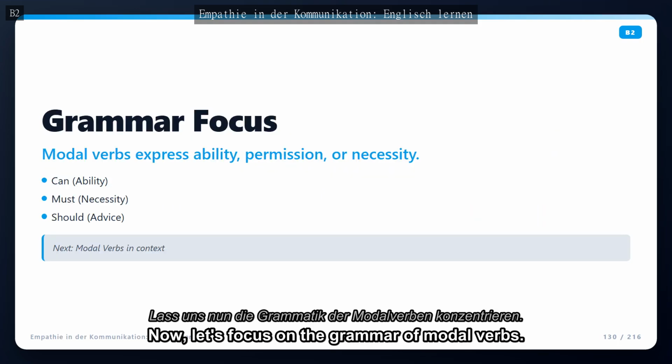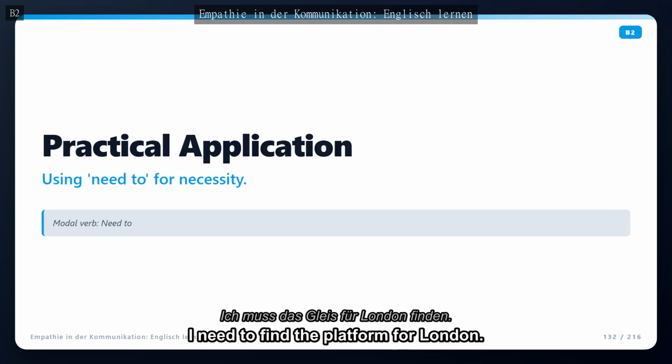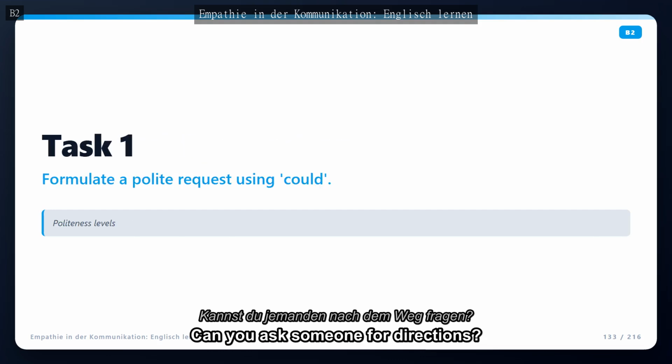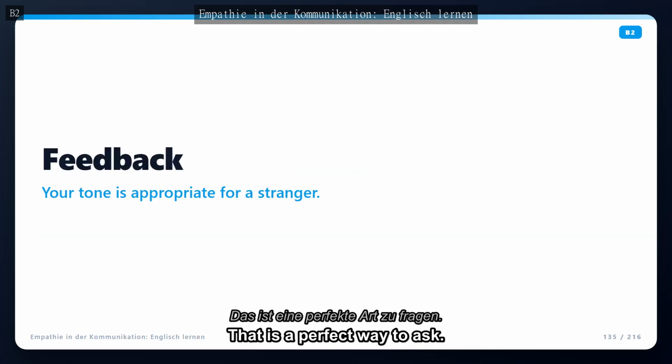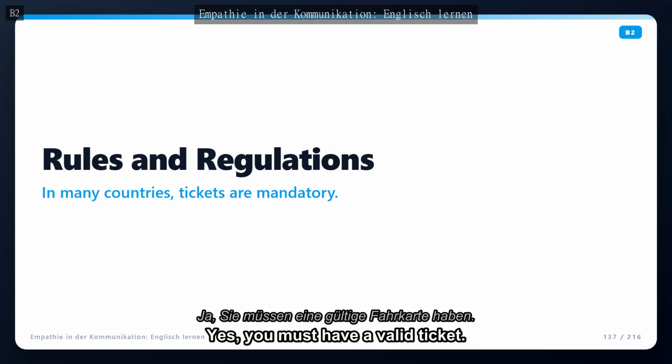Now, let's focus on the grammar of modal verbs. We will use them in a travel scenario. I need to find the platform for London. Can you ask someone for directions? Could you tell me where platform 5 is? That is a perfect way to ask. Must I buy a ticket before boarding? Yes, you must have a valid ticket.